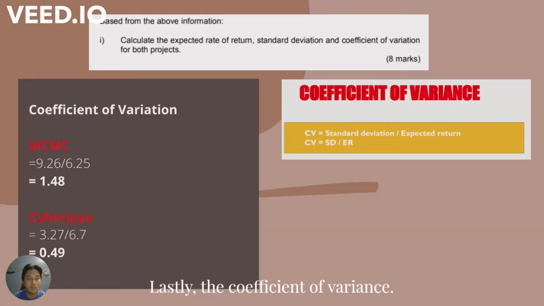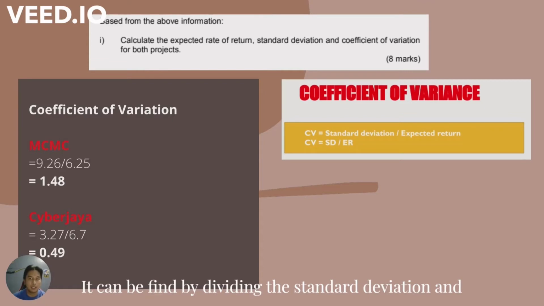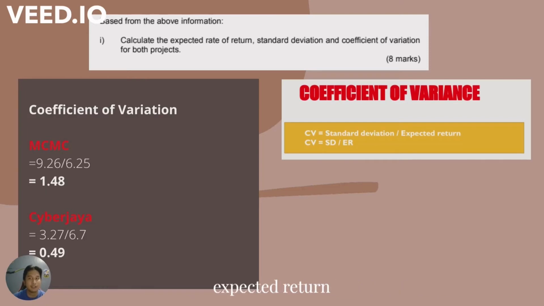Lastly, the coefficient of variation. It can be found by dividing the standard deviation by the expected return.